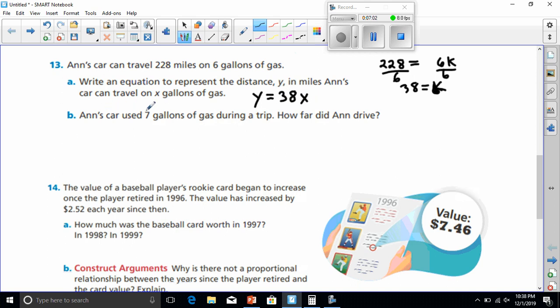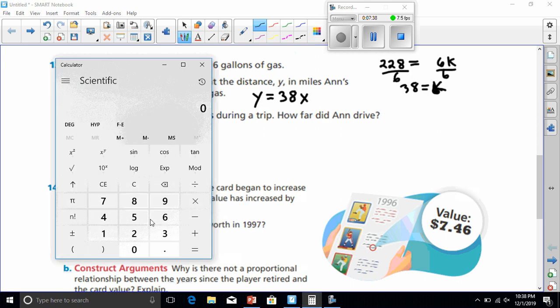Now it says Anne's car uses 7 gallons of gas during the trip. How far did Anne drive? Well, we've got our formula y equals 38x. And let's see, we're going to say that it's 7 gallons. Remember, x is gallons, x gallons of gas. So that means now we have y is going to be equal to 38 multiplied by 7. All right, and so now it's 7 times 38.